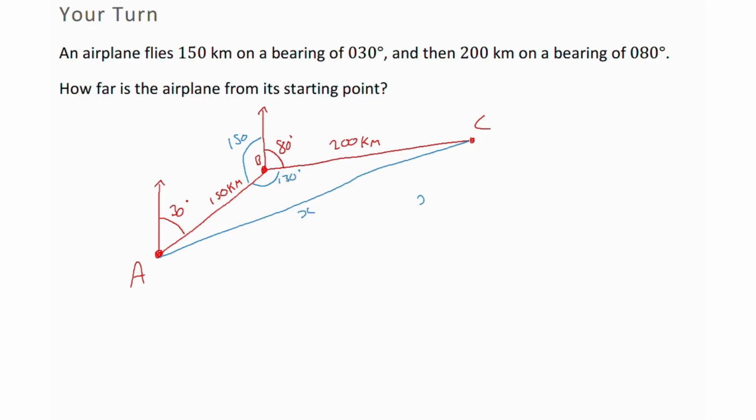So if we call this x, x squared is going to be equal to 150 squared plus 200 squared minus 2 times 150 times 200 times cos of 130 degrees. When we put that into our calculator and take the square root, we get that x is equal to 317.91, which is 318 kilometers to three significant figures.